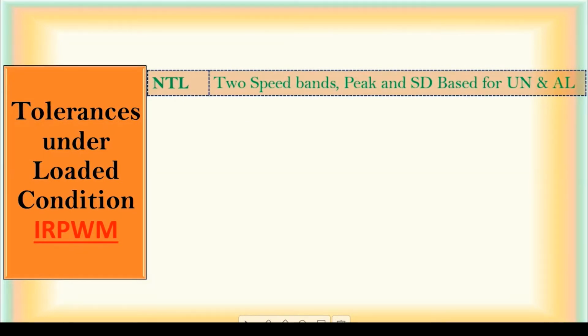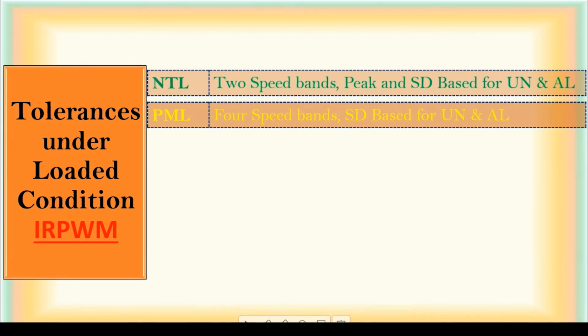Next tolerance is PML, sir. PML. How many speed bands? 4 speed bands, sir. And what are the parameters for which it has been given? Sir, unevenness and alignment, sir. And only SD based. ठीक है? Gauge, twist दोनों में नहीं है. NTL में भी नहीं है, PML में भी नहीं है. But NTL में peak based values are there. Yes, sir. Okay.